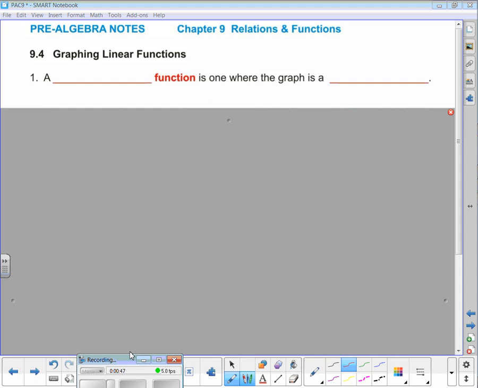All right. Graphing linear functions. First off, a linear function is one where, simplistically, the graph is a line, and you should see the word line in linear, right? So a linear function is one where the graph is a line.